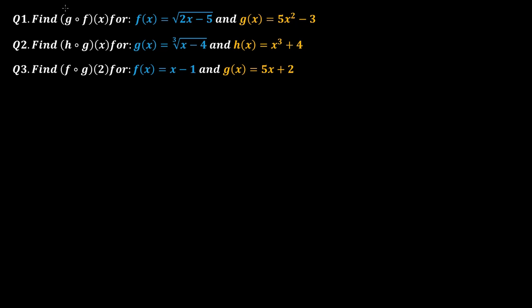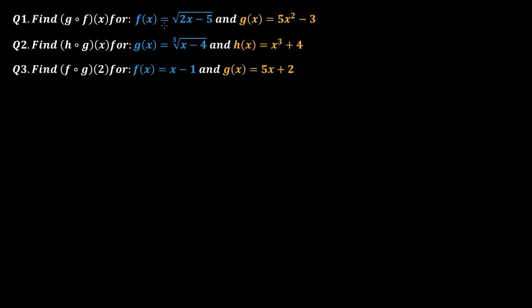In this scenario we have three questions and let's have some fun here. First question asks us to find g of f of x, for f of x equals the square root of 2x minus 5 and g of x equals 5x squared minus 3.